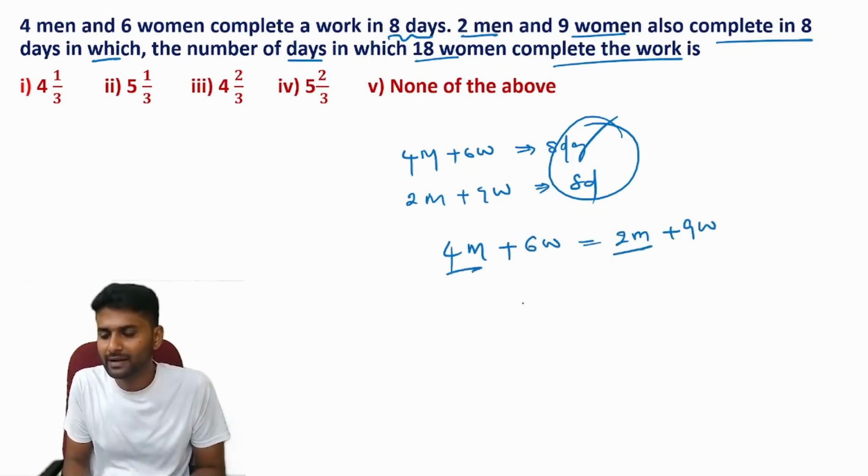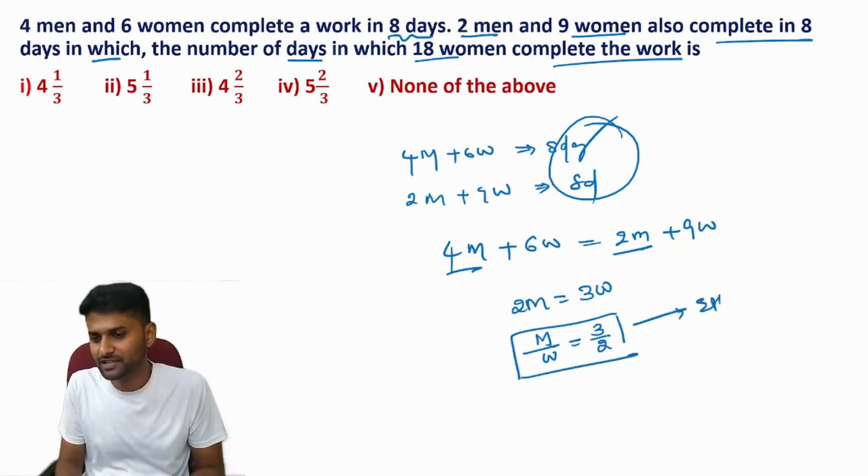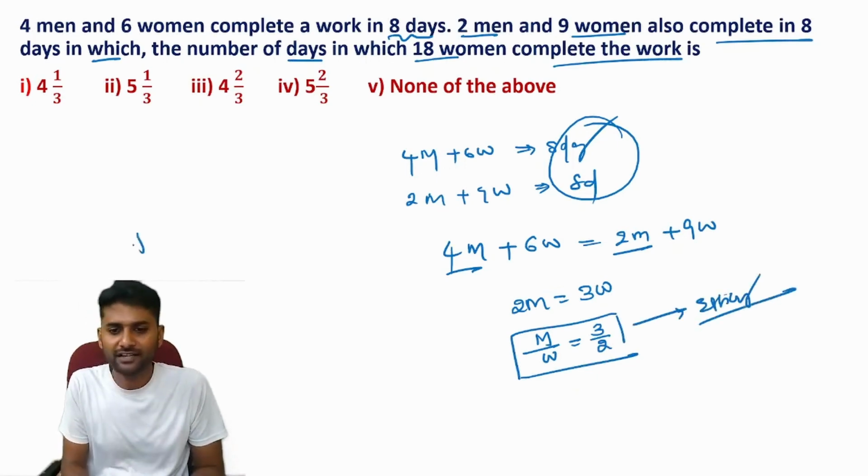Now 4m minus 2m is equal to 2m. 9w minus 6w is 3w. Now you will get men by women ratio is 3 by 2. So men by women is 3 by 2. So this is all about efficiency. Now first find the total work. What is the total work? 4 men, so 4 into 3 is equal to 12 units. And 6 women, so 6 into 2 is equal to 12 units.